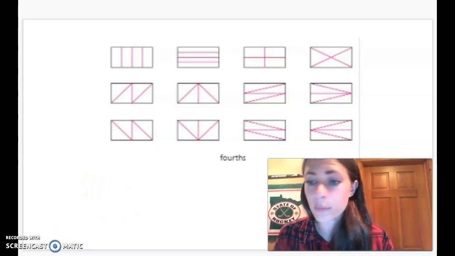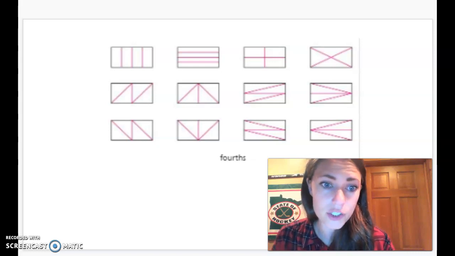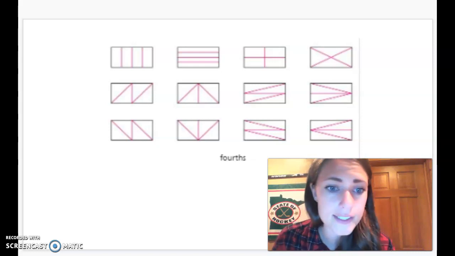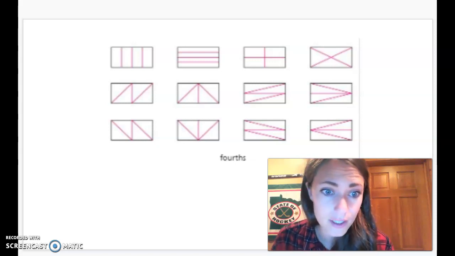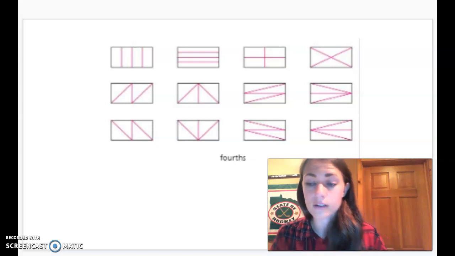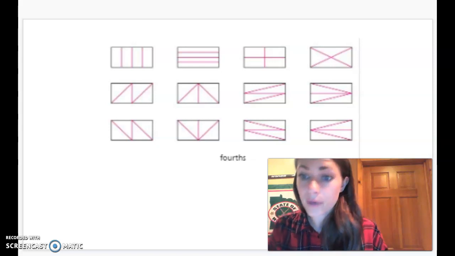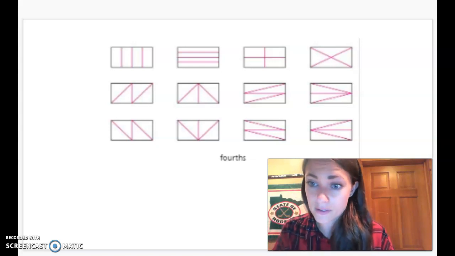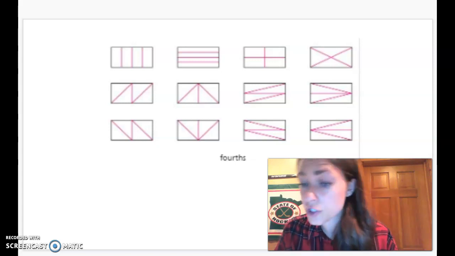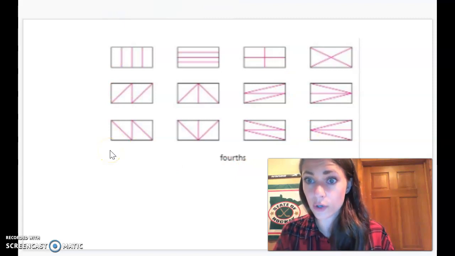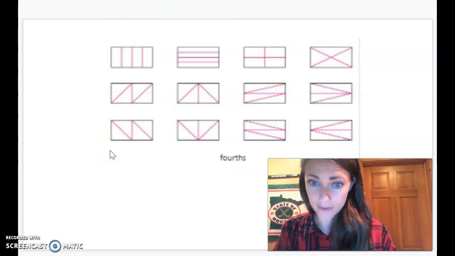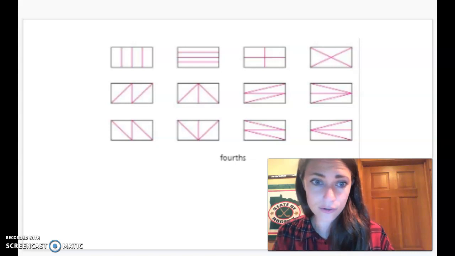So in your workbook page, the directions for number 1 says to make 2 halves and show different ways. Shade half of each rectangle. So for problem number 1, you were showing halves. Okay, so there's 2 equal parts. And you need to show different ways, just like these fourths are shown all different ways. So that's what you are going to do for number 1.